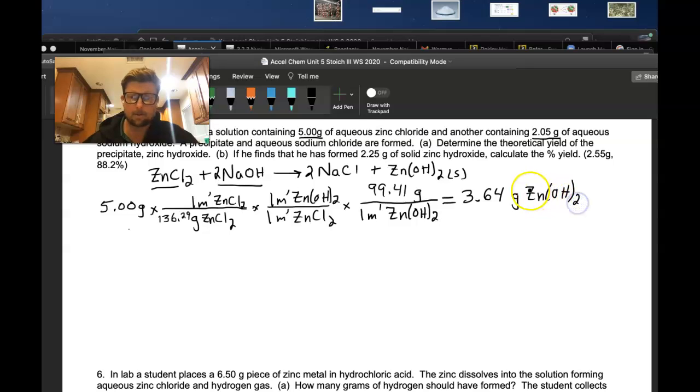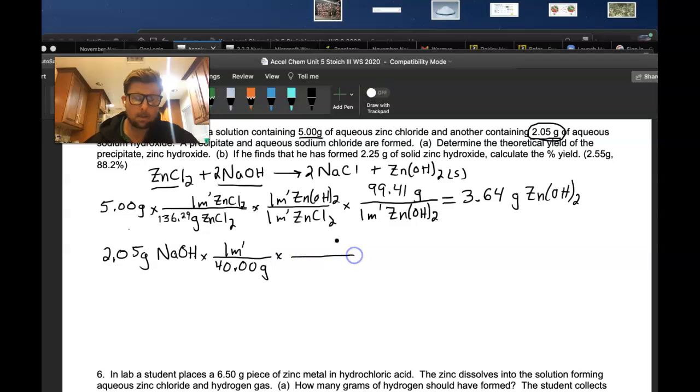So now this is not our theoretical yield yet. We don't know. So we have to check and see, well, how much is the yield going to be from 2.05 grams of sodium hydroxide? So we'll start there. 2.05 grams of sodium hydroxide. The molar mass of that one is 40.00 grams per mole. The mole ratio here is for every 2 moles of NaOH, we're going to form 1 mole of zinc hydroxide.